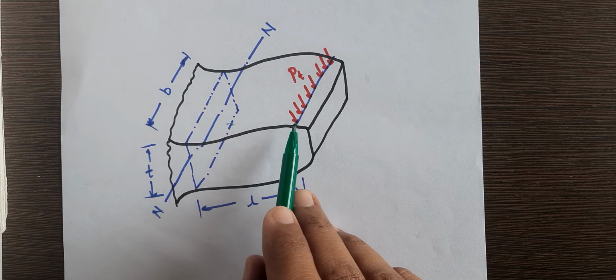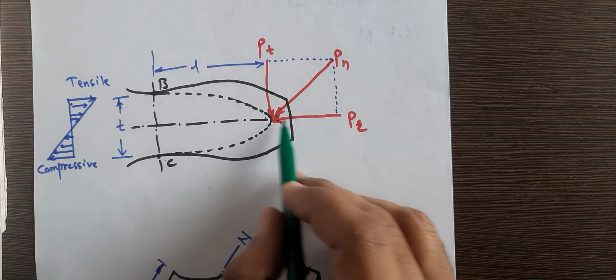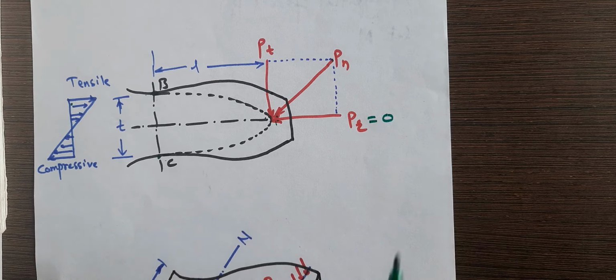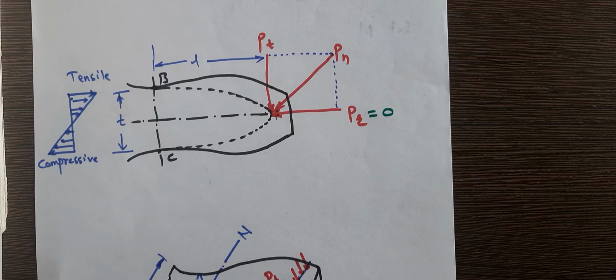Second assumption: we are assuming that the effect of the radial force is neglected. In this case we have seen that the radial component is there and the tangential component is there, so we are assuming that the effect of the radial force is neglected, that is, 0.